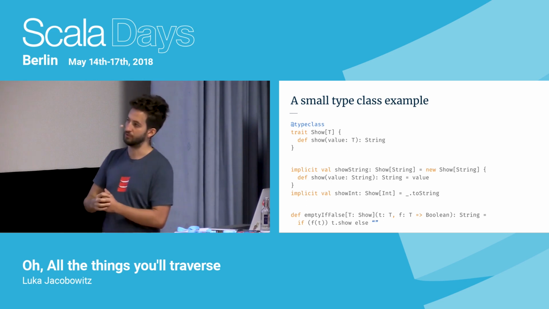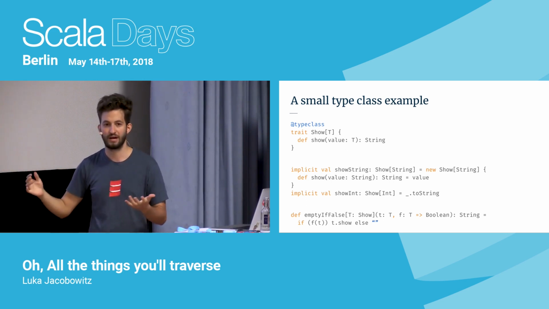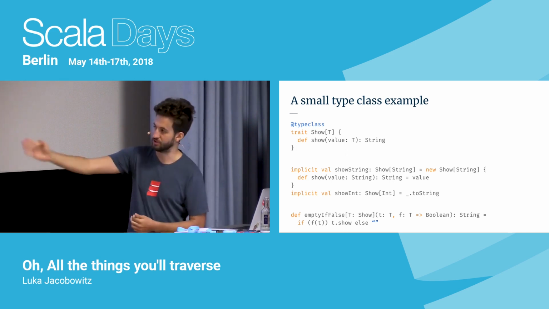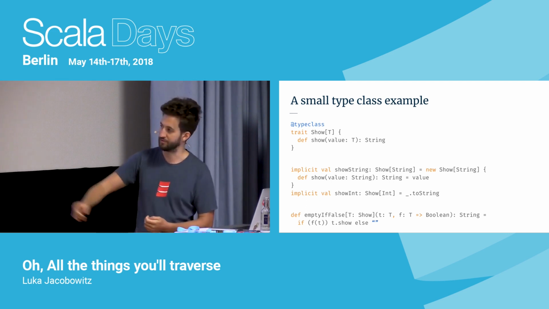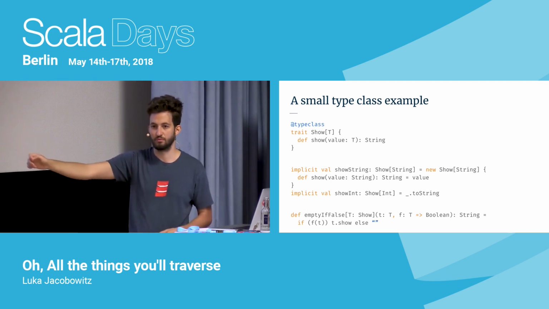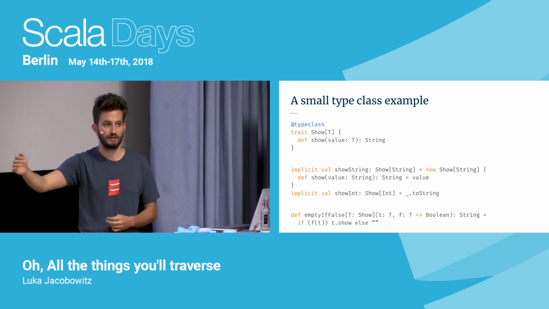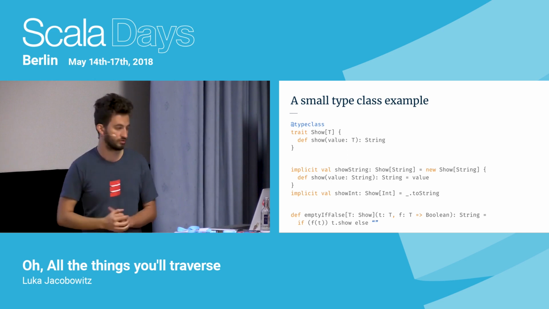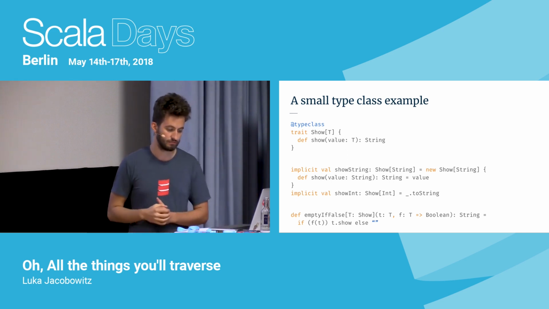And if we were to try this with any other thing, it would complain that, hey, you don't have a type class instance for your type t, right? And this function doesn't do anything crazy. It just checks if this predicate function f is true, and then it will either return the string that's called by using this show method, or else it will just return an empty string, right? So this is a very, very basic example that doesn't really do anything useful.